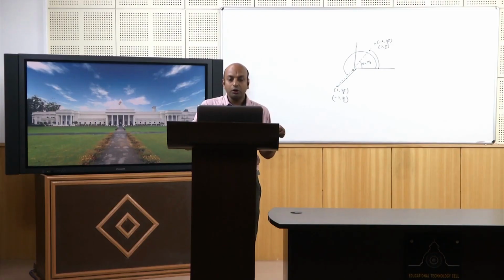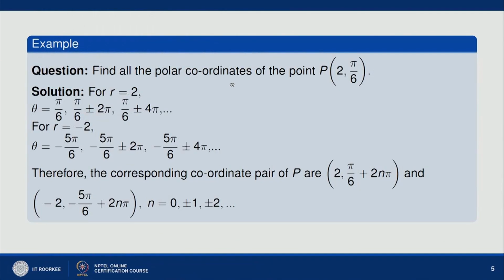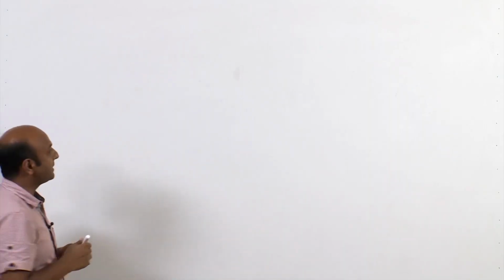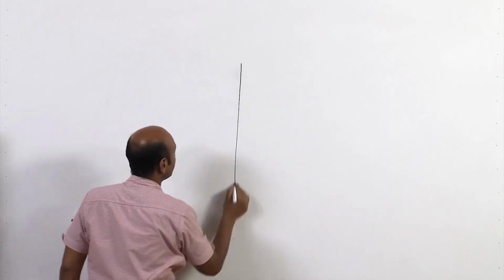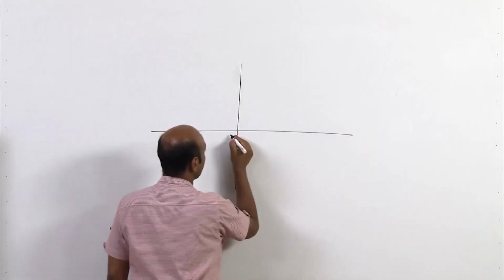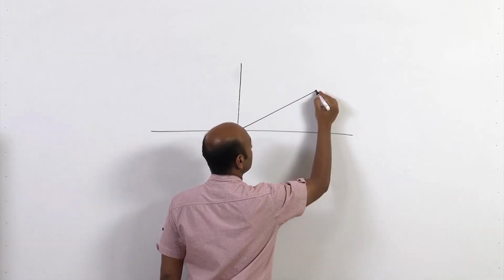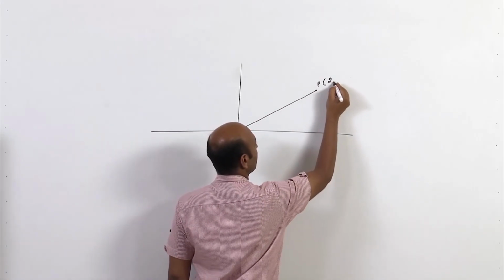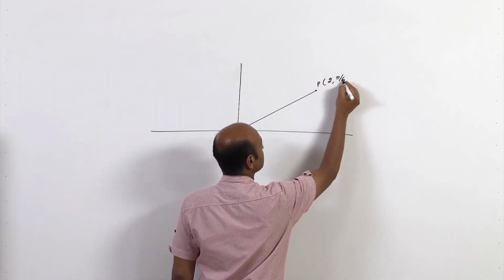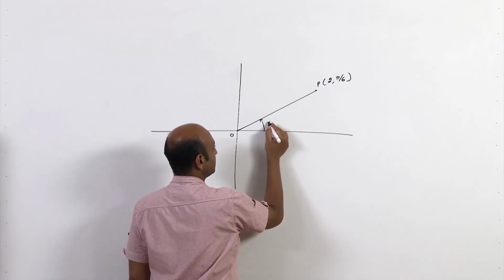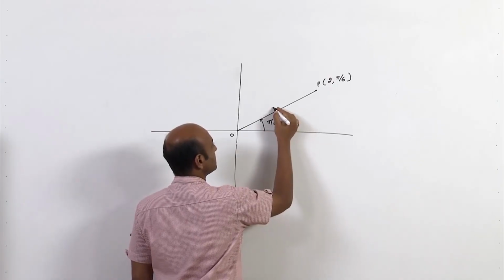Now let us find all the polar coordinates of the point P, 2 comma pi by 6. Let us discuss this. So what is 2 comma pi by 6? You see, this is the origin, this is the initial line. Okay. So it is 30 degrees. Say this point is P, which is 2 comma pi by 6. So this theta is in the anti-clockwise direction, theta is pi by 6, and OP is 2.